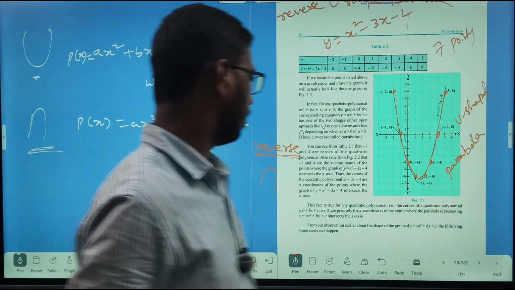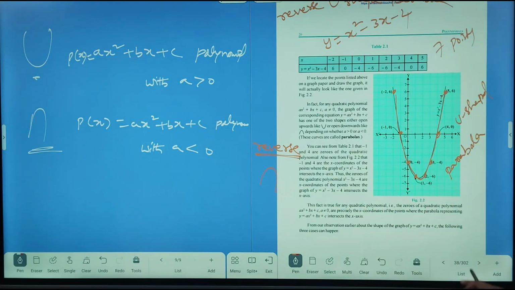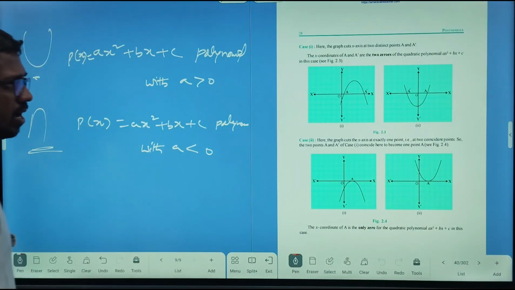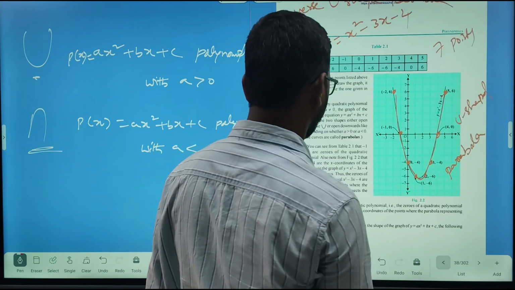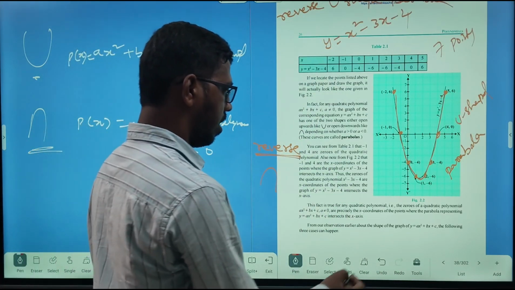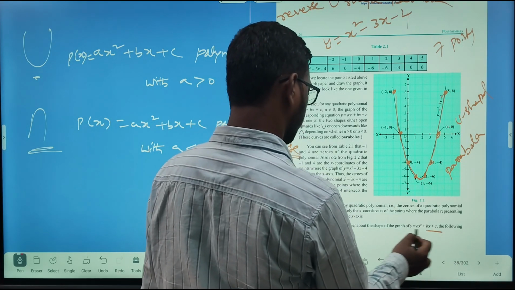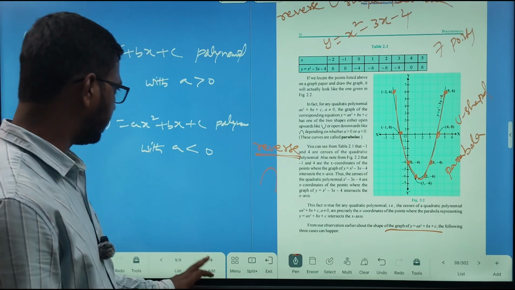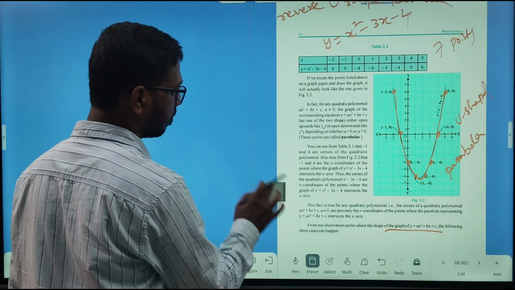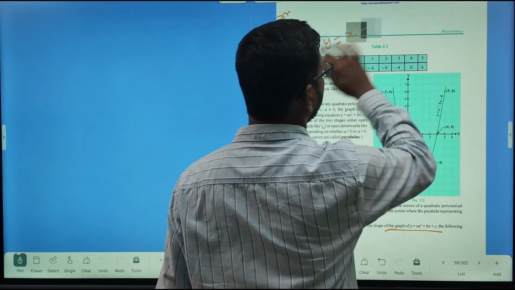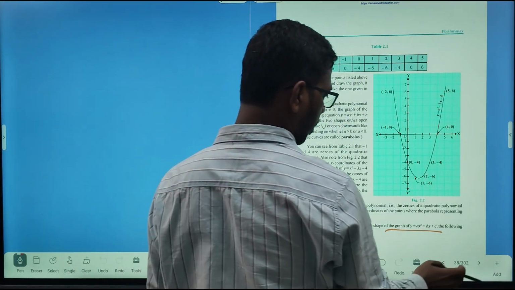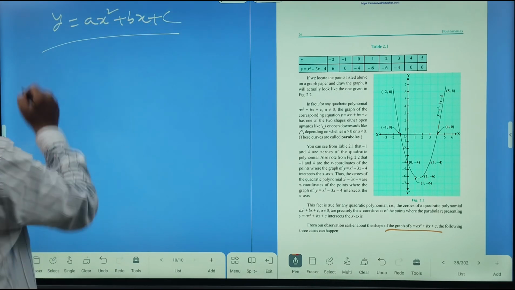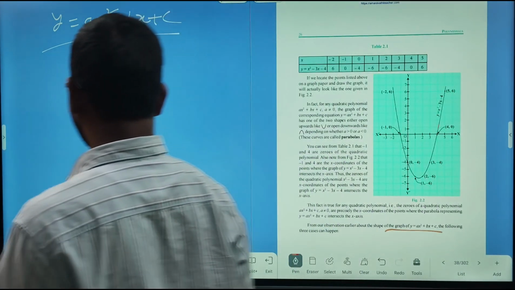Now we will discuss the next problem. Here we discuss according to the shape of the graph for a quadratic polynomial ax square plus bx plus c, there will be three cases.